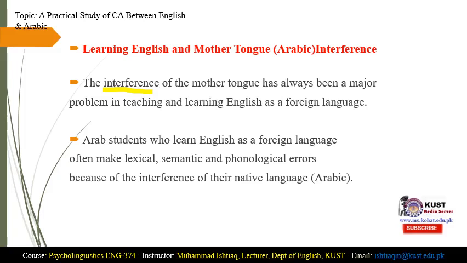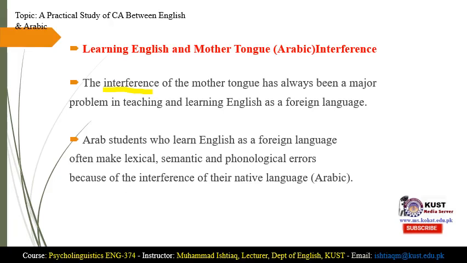How is contrastive analysis actually done? It's looking for the interference of the mother tongue. In this case, the mother tongue is Arabic, and we are looking for the interference of Arabic in English as a second language or foreign language. So Arab students who learn English, this means Arabic is the native tongue, mother tongue, L1. When they learn English, English is a second language or foreign language.